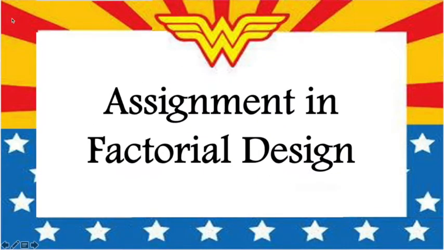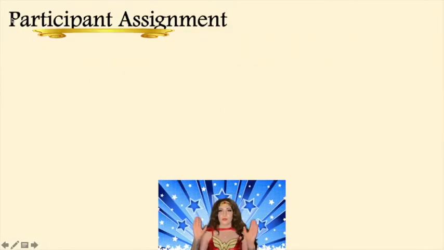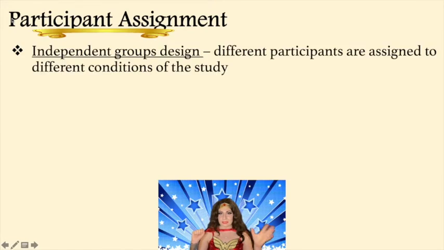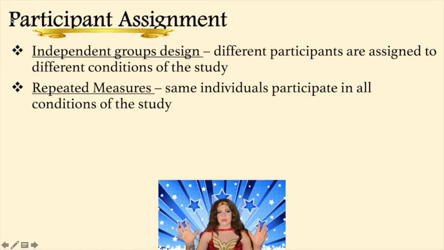So now let's talk about assignments of participants in factorial design. Previously, we learned about independent groups design and we talked about within groups design. We have between subjects and within subjects. So for independent group designs, that's when different participants are assigned to different conditions of the study.